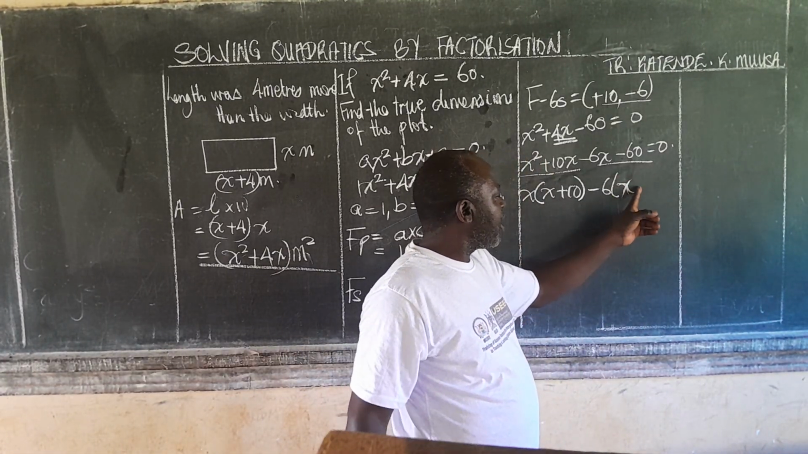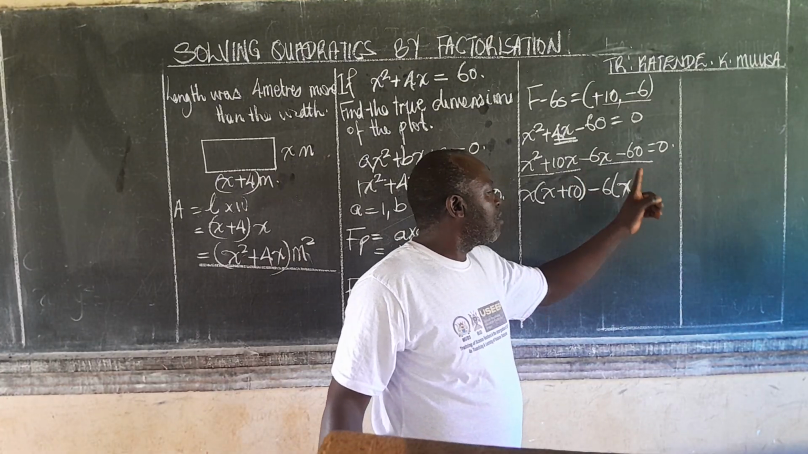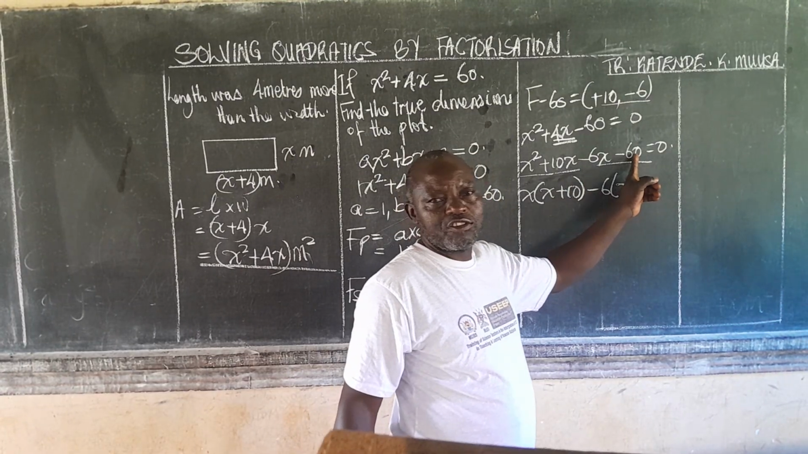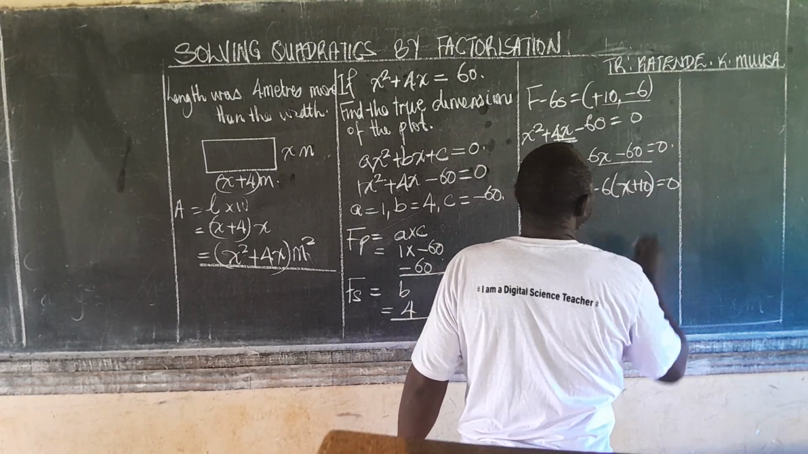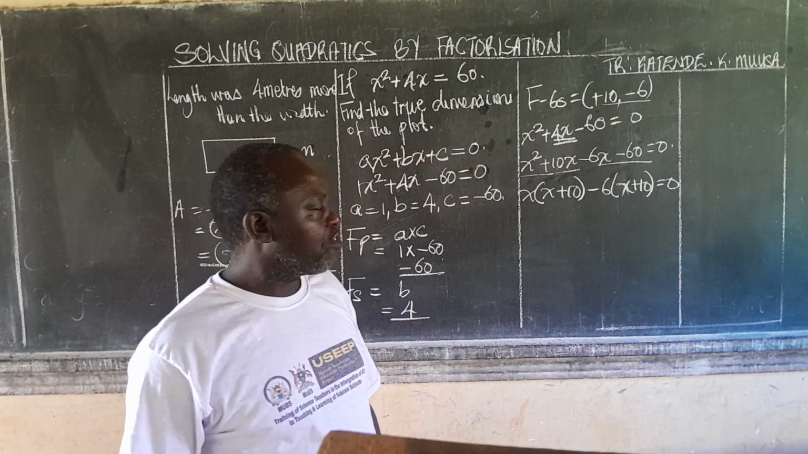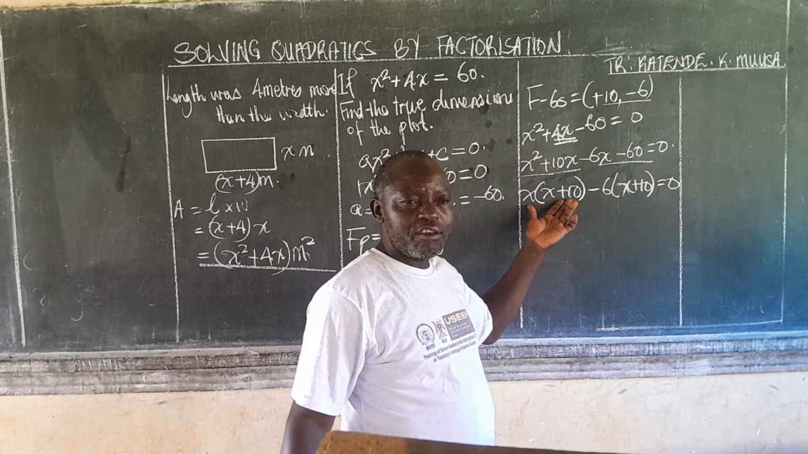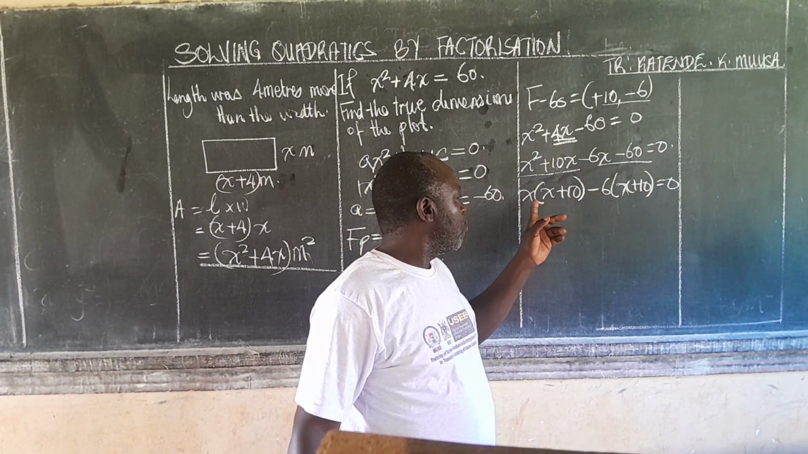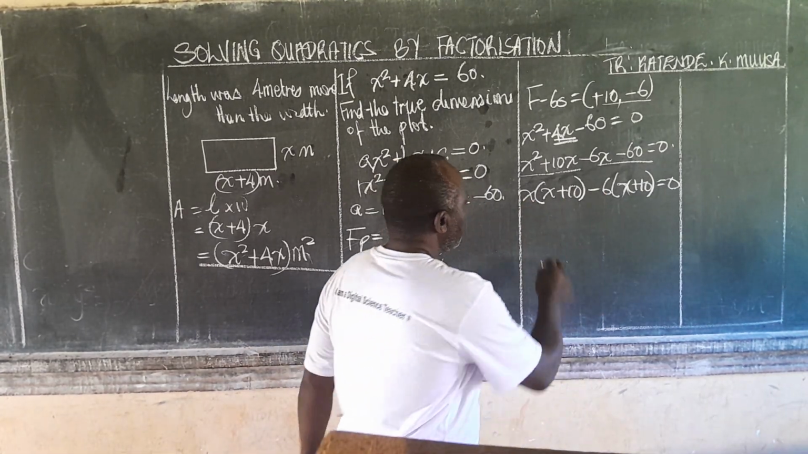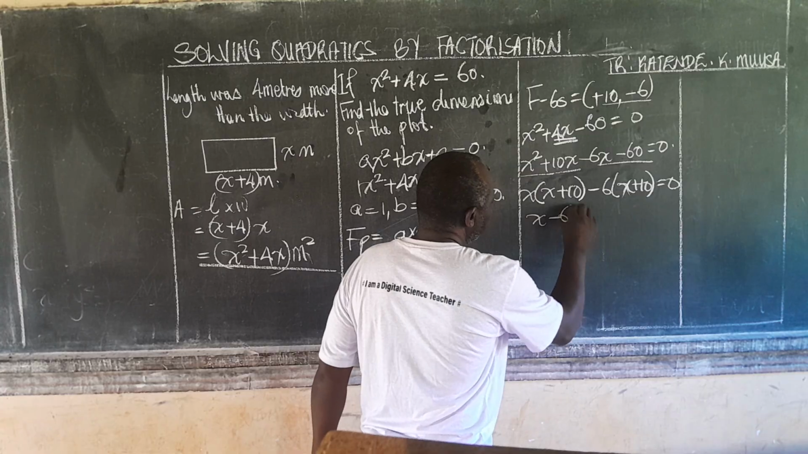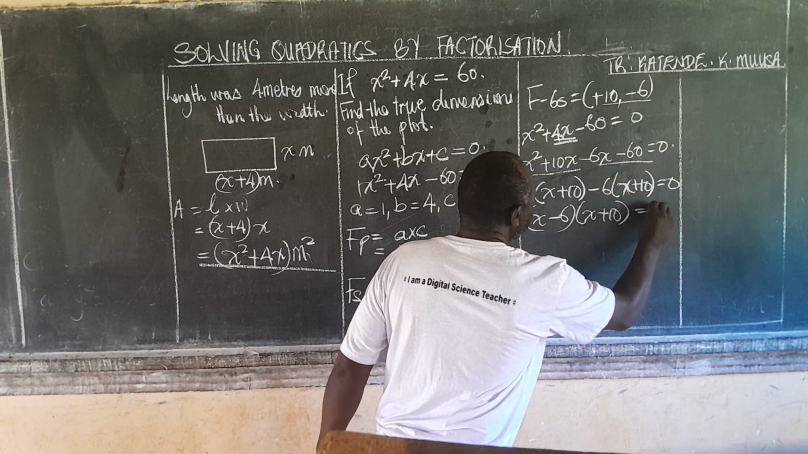And when it comes to the sign here, we have to think of a sign such that when we multiply negative 6 by it, we get negative 60. Automatically that is going to be positive 10, which equals 0. On identification, you see that what is inside the bracket here is the same. Therefore, we take one of the brackets, and what's outside the brackets, we bracket them. We are going to say x minus 6 into x plus 10 equals 0.